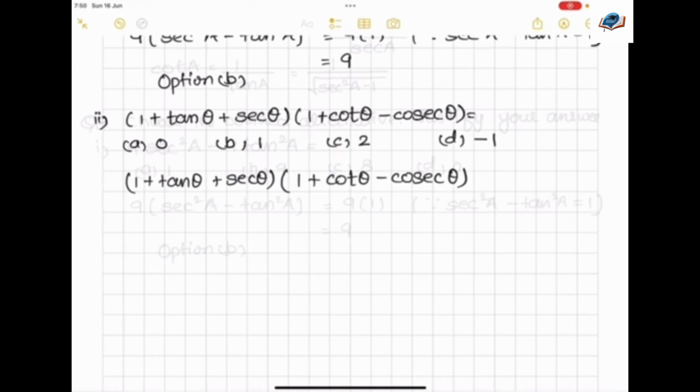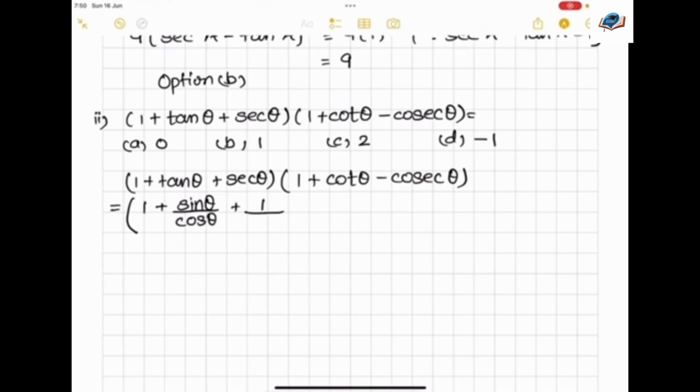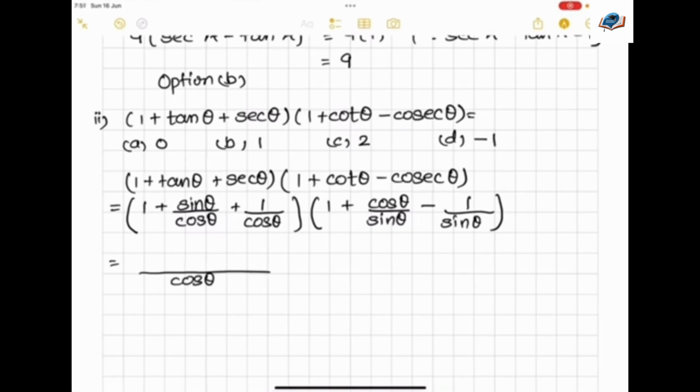Now the second one says 1 plus tan theta plus sec theta into 1 plus cot theta minus cosec theta equal to. So first I am converting everything in sine and cos. So 1 plus sine theta upon cos theta plus 1 upon cos theta into 1 plus cos theta upon sine theta minus 1 upon sine theta. Now doing LCM. In the first bracket it will be cos theta, so cos theta plus sin theta plus 1 in the numerator upon cos theta. In the second bracket I am getting sin theta as denominator, so sin theta plus cos theta minus 1 whole upon sin theta.